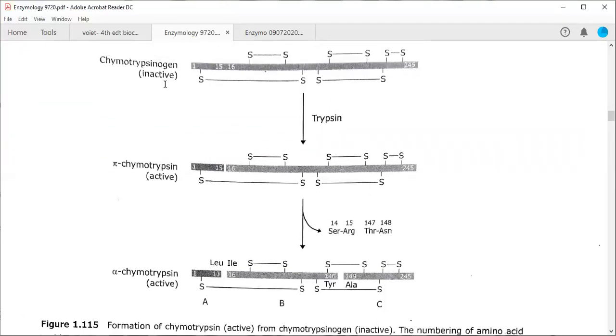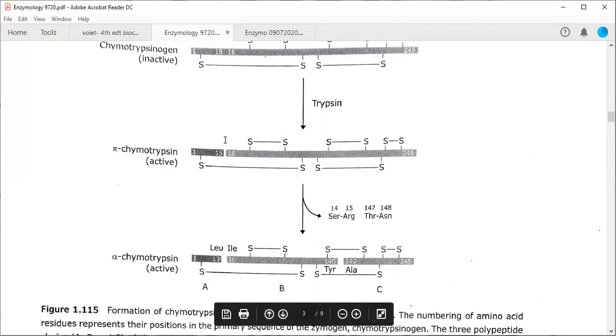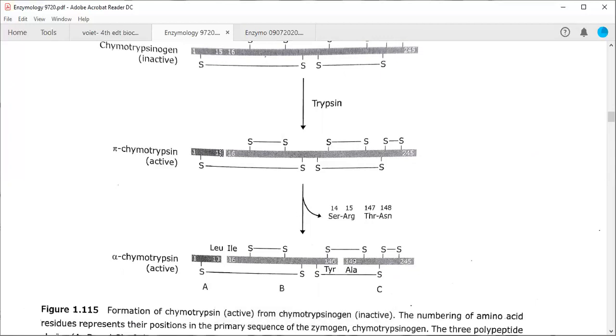Now, in the inactive chymotrypsinogen, these disulfide bonds are of no use for activity, though they help in the folding of the protein. But trypsin will come and cleave the peptide bond between 15 and 16. After cleavage of this particular peptide bond, it is converted into an active form, which is called pi chymotrypsin. Questions have been asked from this particular diagram.